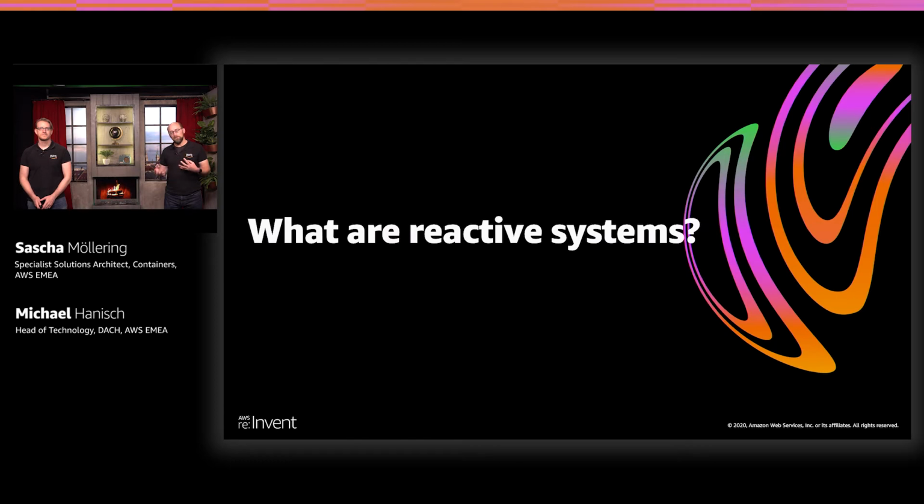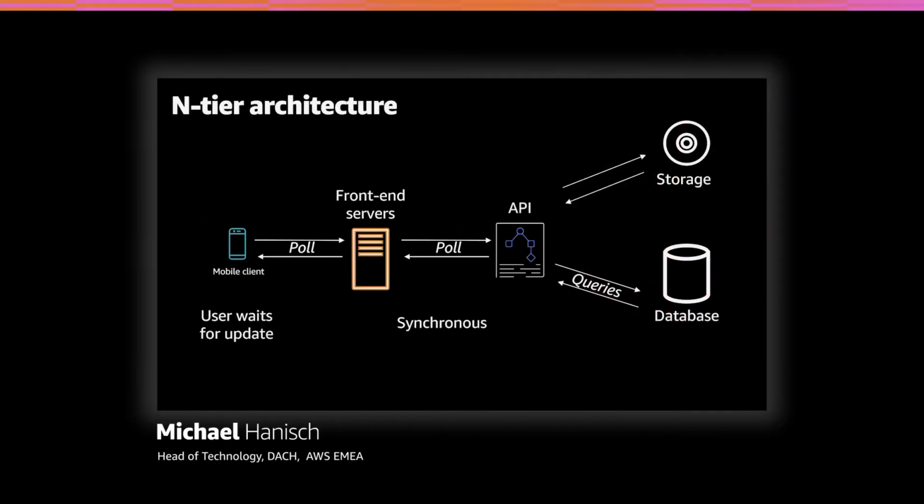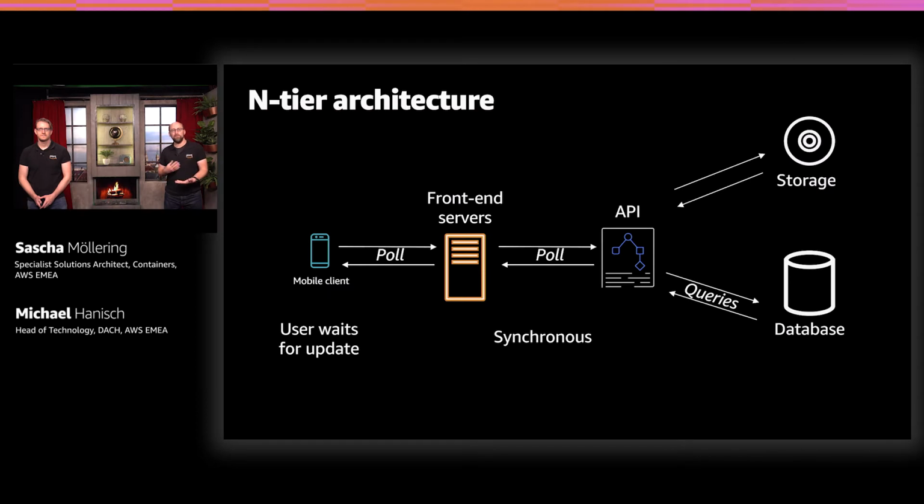Now let's take a closer look at what reactive systems really are and how they differ from classic N-tier architectures. This is a typical N-tier application. You have a client, typically a web browser or a mobile application, that sends requests to a front-end server and waits for a response. And in the meantime, the front-end servers use other APIs, also in a polling fashion, to talk to the backend systems. And behind those APIs are then additional backend systems that rely on yet other components like storage systems, databases, etc.